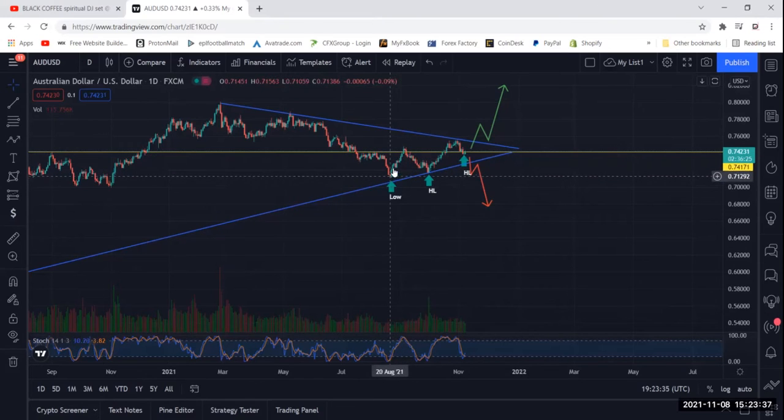So this will be an A, and we would have the B, the pullback for the C, and then the D, right? Now we have a D because D must take out the B, right? For this to be a D, it must be higher than this last high, which would have been the B, right? So we can see that we have that happening here. So we could have played an ABCD pattern inside there as well, right?